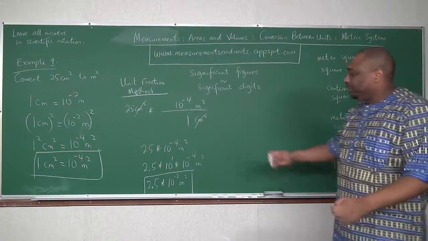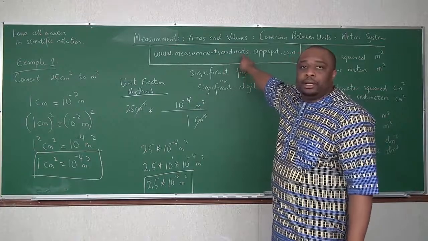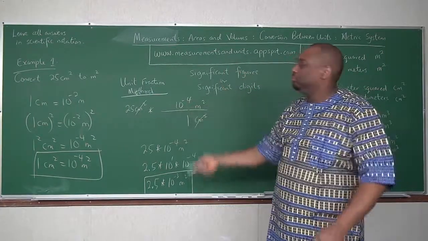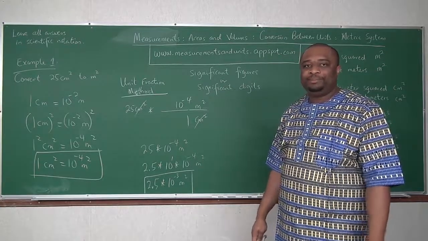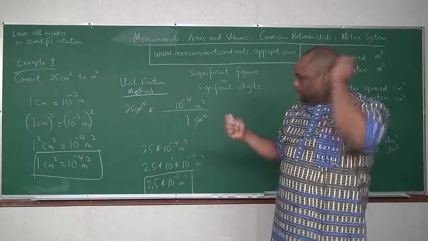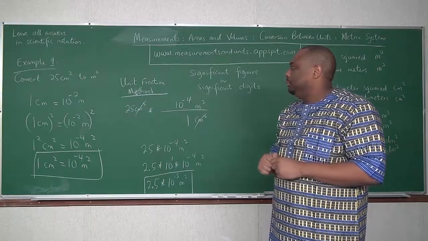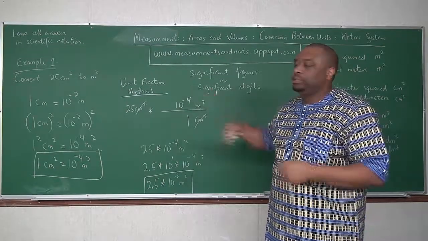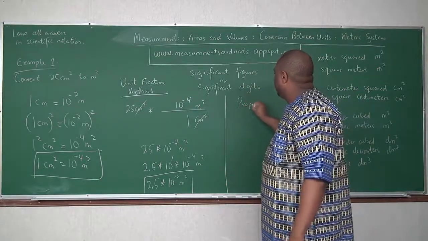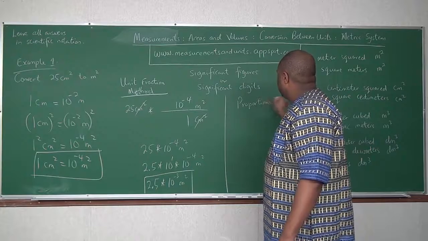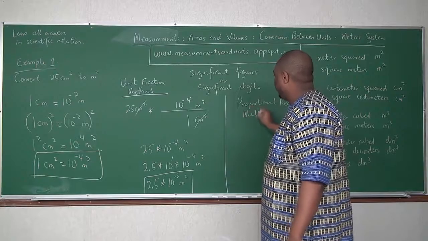Okay, then all you need to do, you can go into this calculator right here and just check your answer. You should get this when you check your answer. Now, let me do this by proportional reasoning method. But I will suggest you always use unit fraction method. But if we do it by proportional reasoning method, we discussed these methods already.